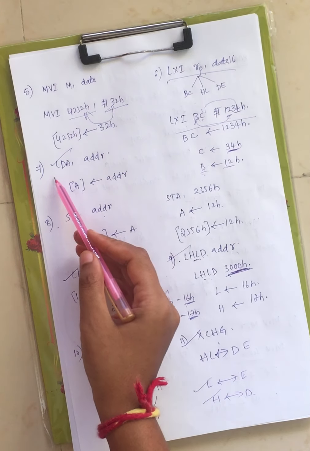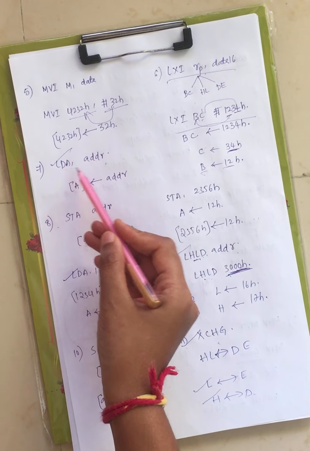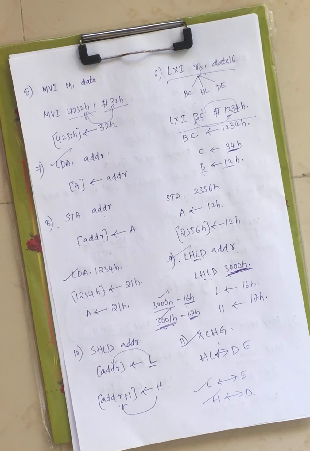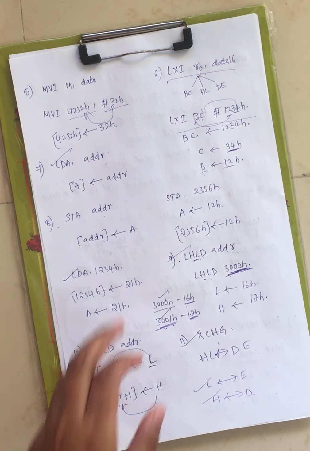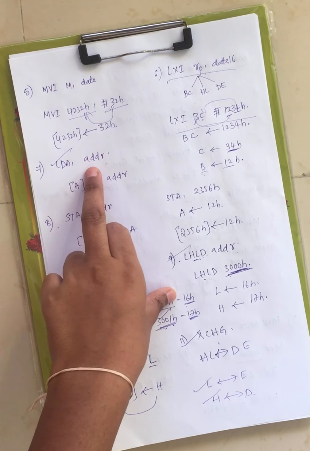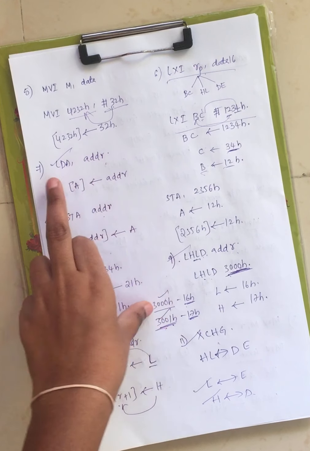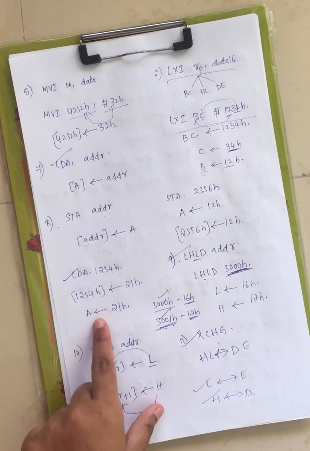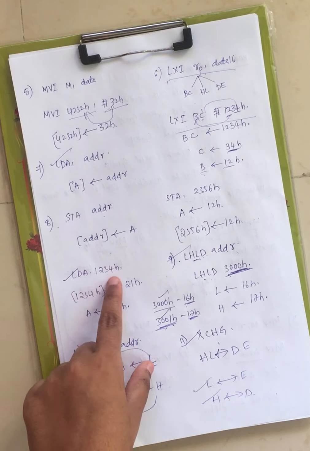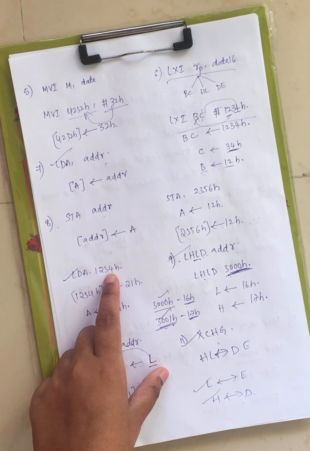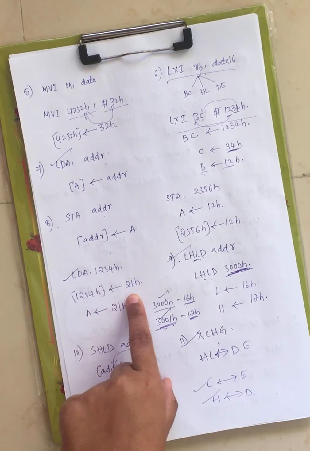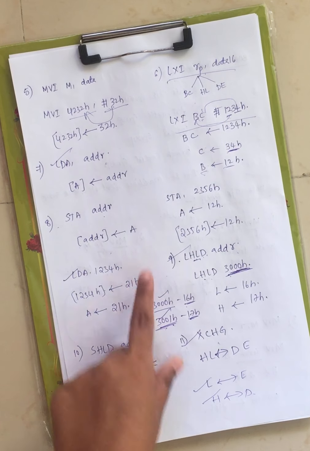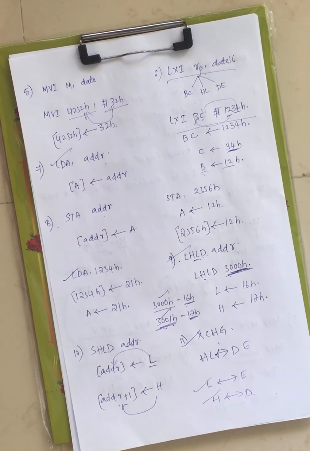Now coming to the 7th instruction, load accumulator address. LDA is nothing but load accumulator address, right? Now this address will store some data, right? That data is moved to the accumulator. I have given an example, load accumulator 1234H. Now 1234H is the memory location or the address location, and it is storing data 21H. Now that data is loaded into the accumulator, right?